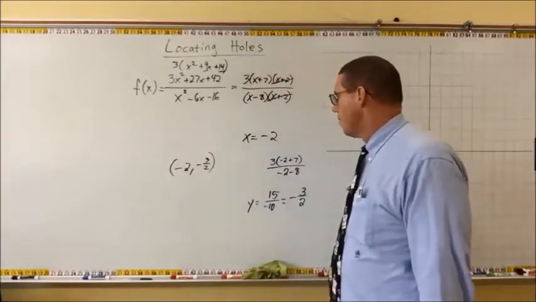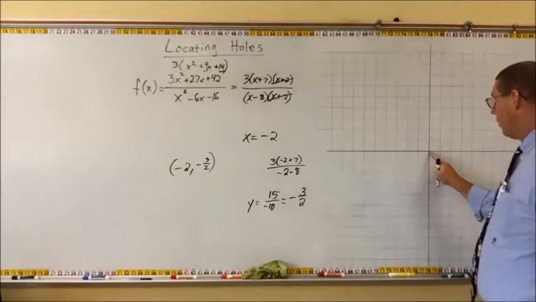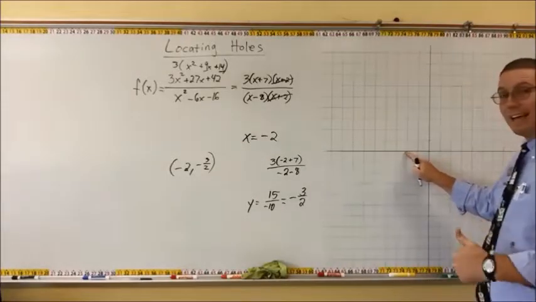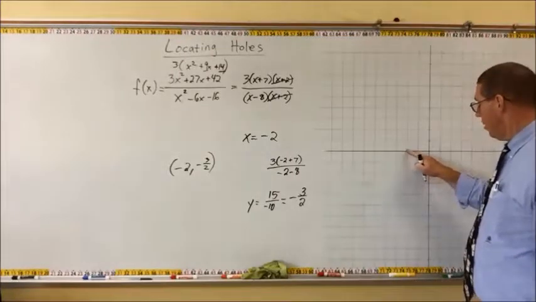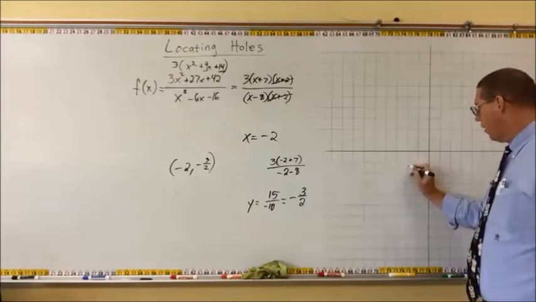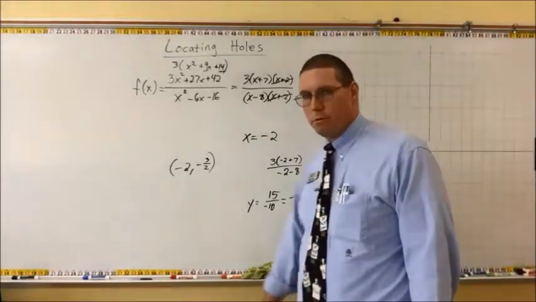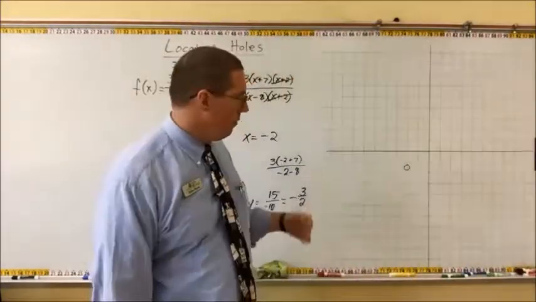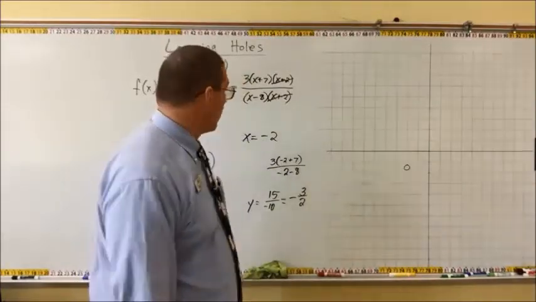Okay? And so now I can go to a coordinate plane, and I can go to negative 2, and then to negative 3 over 2. Negative 3 over 2 is negative 1 1/2. Negative 1 1/2, and right here, put an open circle. I probably made that open circle too big, but I wanted you to be able to see it on the video. But there we go. There's a hole in the function. And that's it. All right?